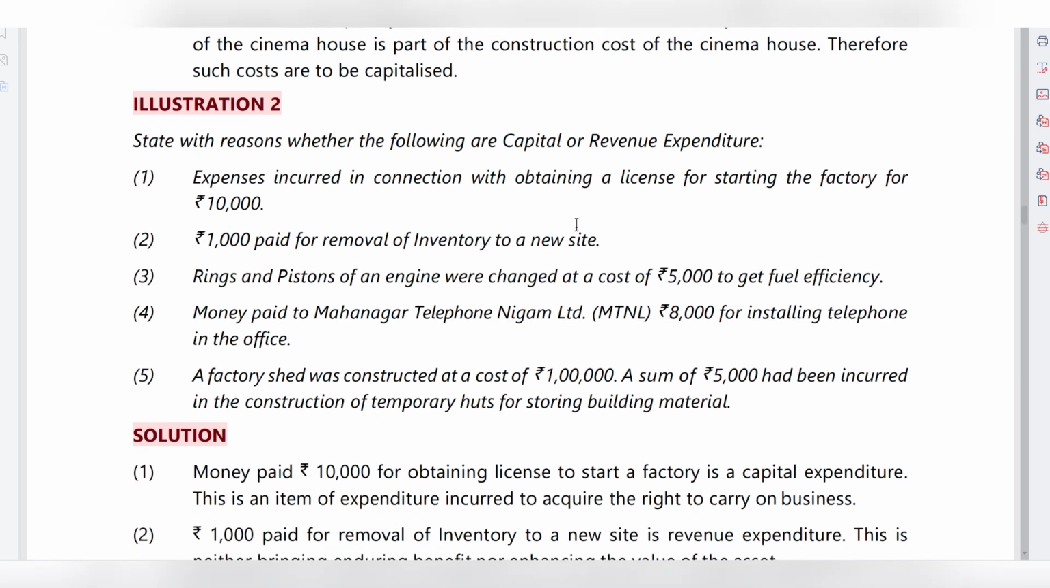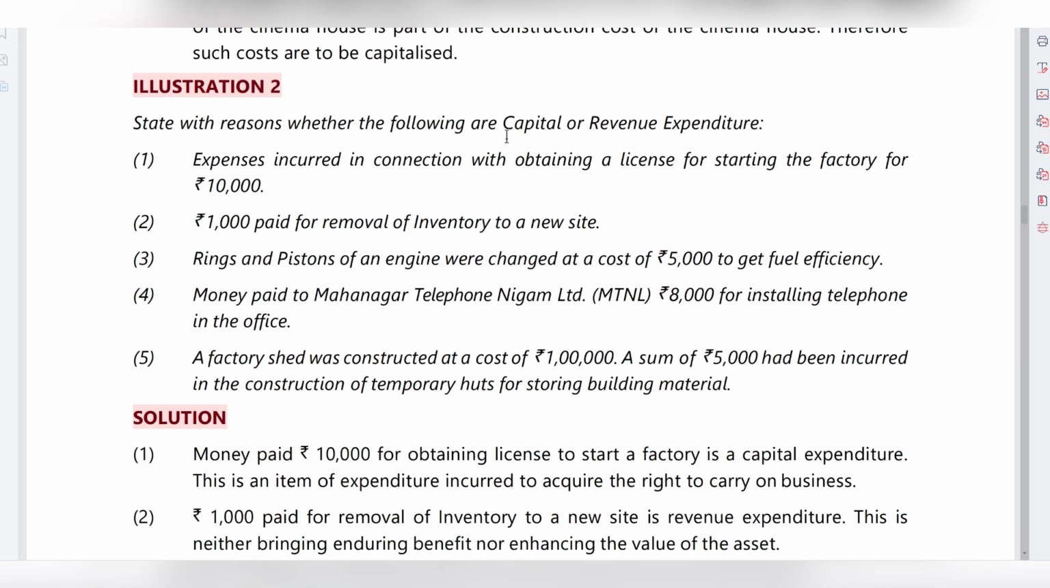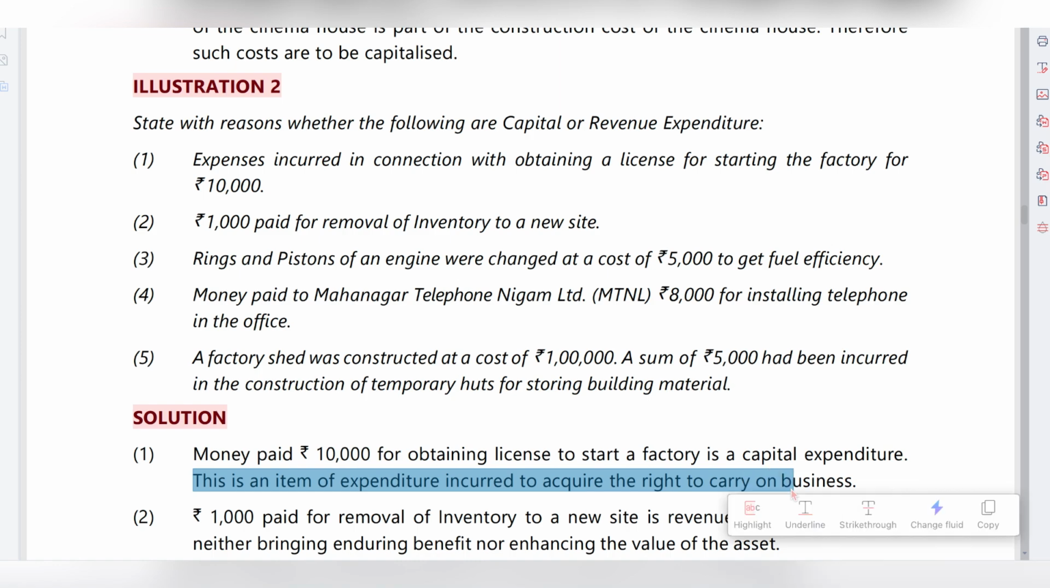Now coming to illustration 2, state with reasons whether the following are capital or revenue expenditure. Expenses incurred in connection with obtaining a license for starting the factory for rupees 10,000. Money paid, 10,000 for licensing fee, is capital expenditure because it is considered as an intangible asset and it is amortized over a period of time. This is an item of expenditure incurred to acquire the right to carry on the business.